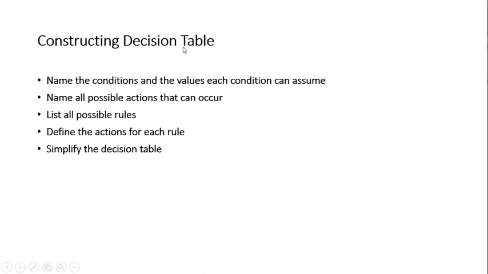Now, how to construct a decision table. Name the conditions and values each condition can assume. Name all possible actions that can occur. List all possible rules, that is combinations.